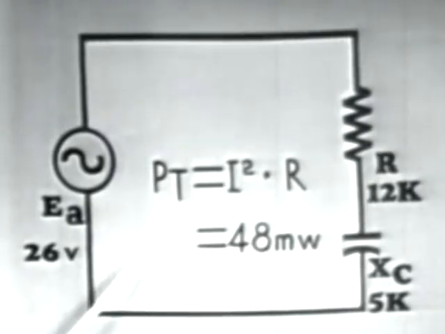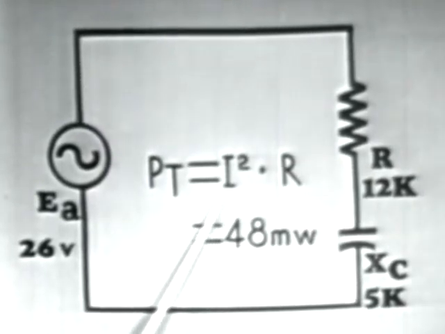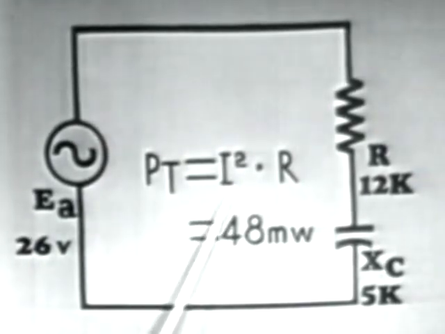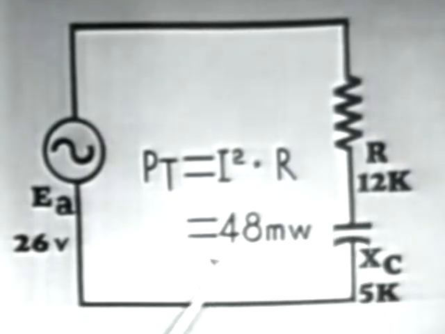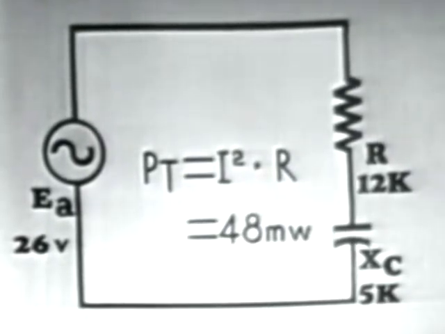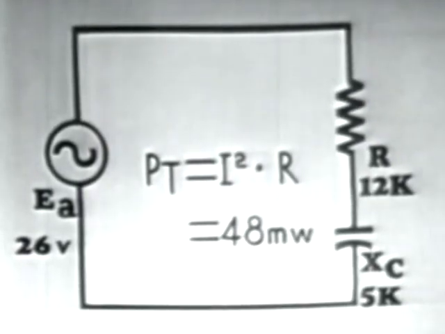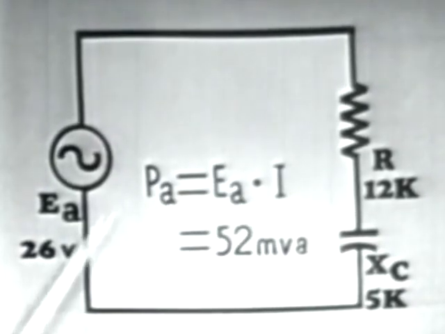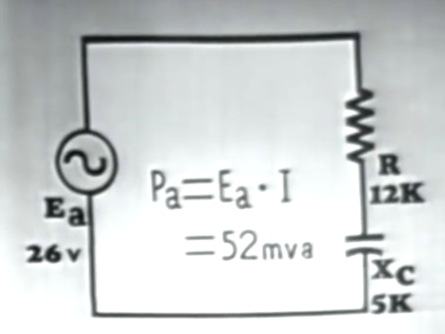With this, we can solve for true power dissipated in our circuit, substituting into one of our familiar power formulas. Power is equal to I squared R, 2 milliamperes squared times 12 k ohms would be equal to 48 milliwatts of power dissipated by resistor R. However, the apparent power is equal to the 2 milliamperes times the 26 volts, which would be equal to 52 millivolt amperes.